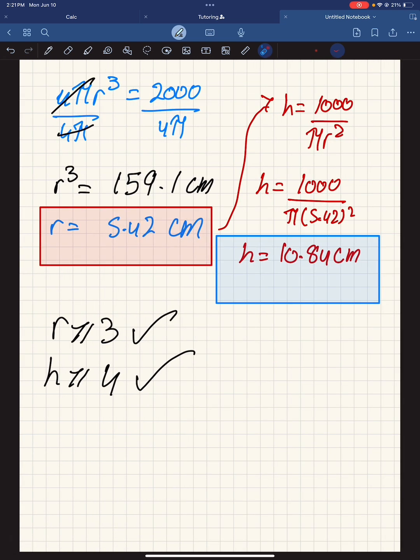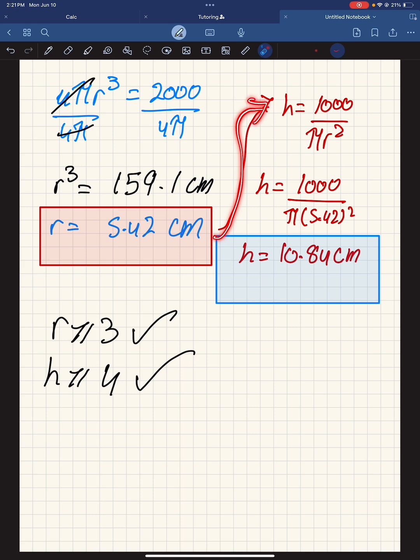Now, the next thing to do would be to isolate for r. Now we can divide by 4 pi on both sides. And this just gives us r cubed equals 159.1 centimeters. And if we take the cube root of both sides, we're left with r equals 5.42.